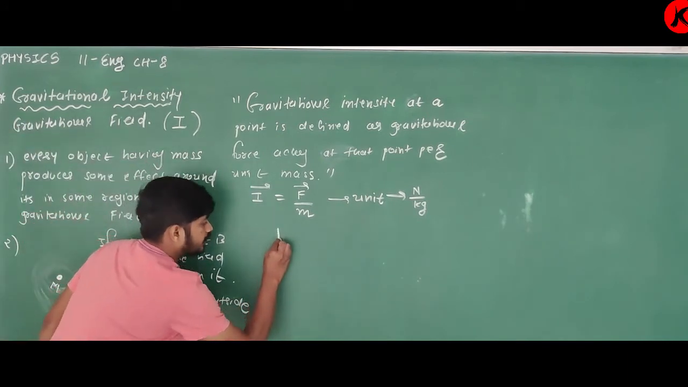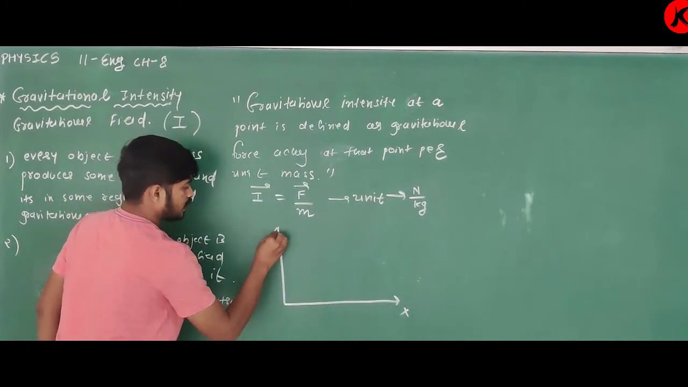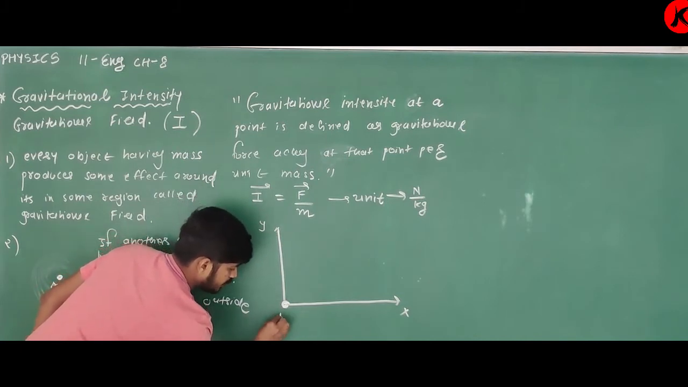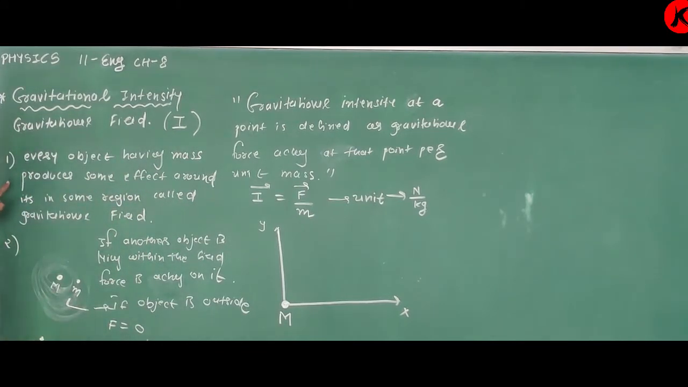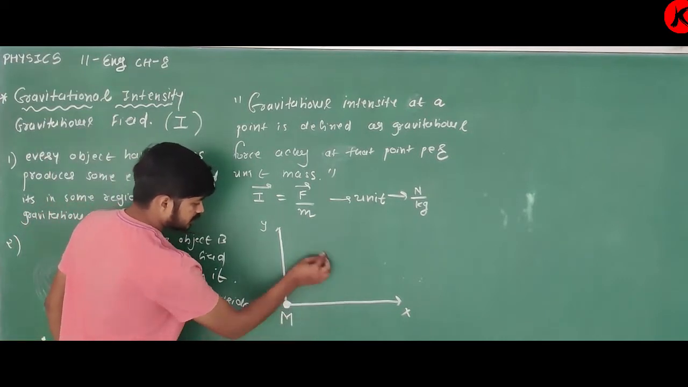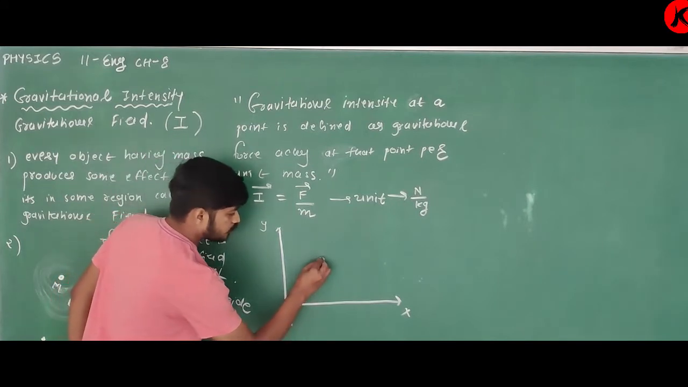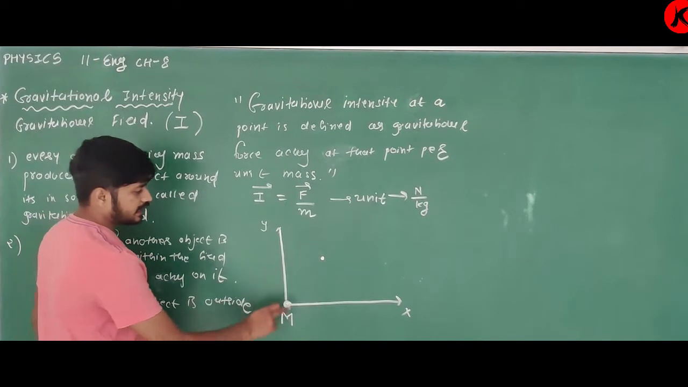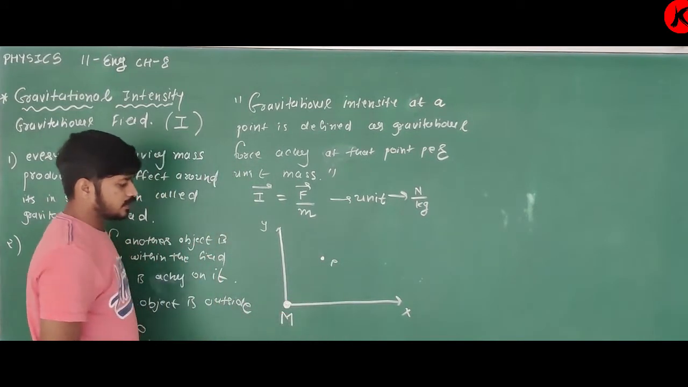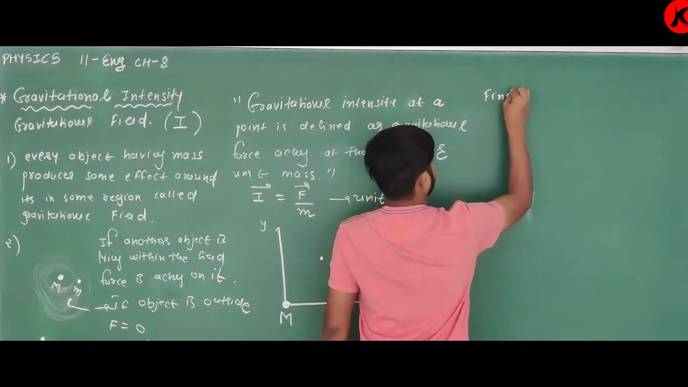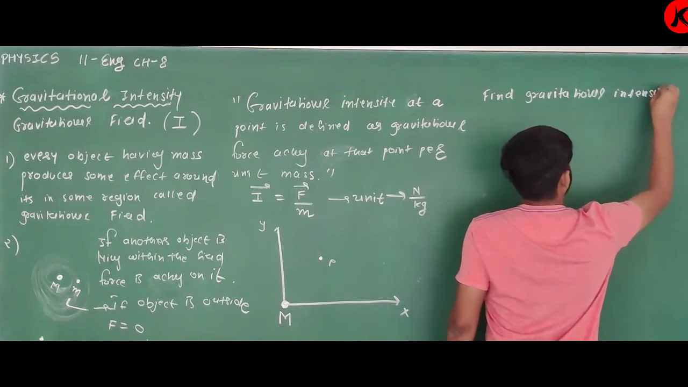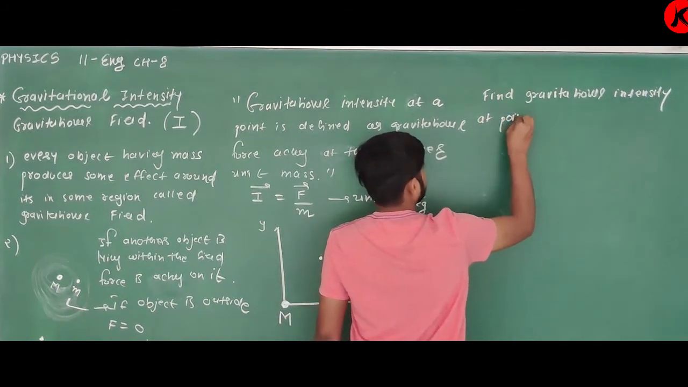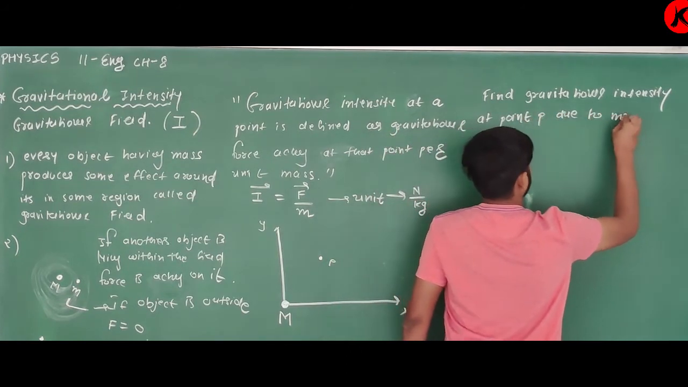We will take some examples. See, for example, it is x, y coordinate system. Here I have one mass, capital M, and due to this capital M, see this first statement: every object having mass produces some effect around it in some region called gravitational field. So suppose due to this object some effect is produced in this whole region, and I want to find gravitational intensity, gravitational field, at point P. Okay, so here I will write the question: find gravitational intensity at point P due to mass M.